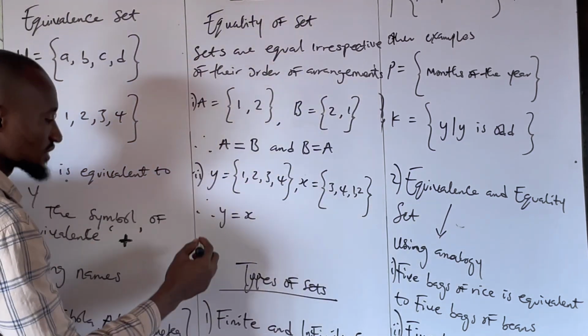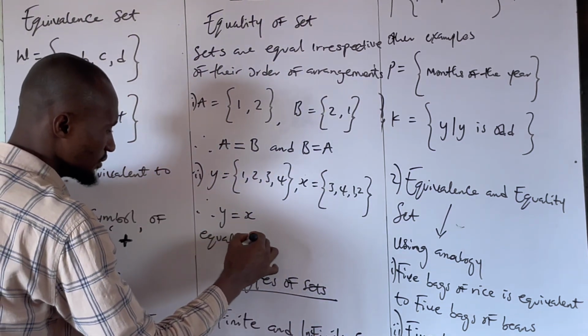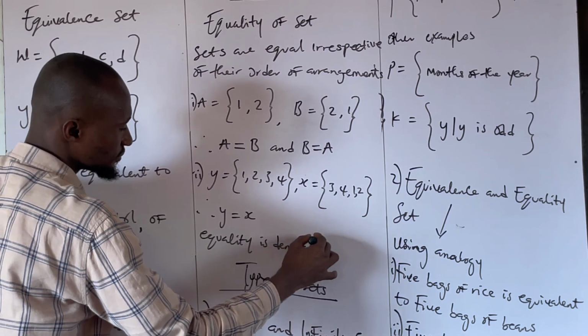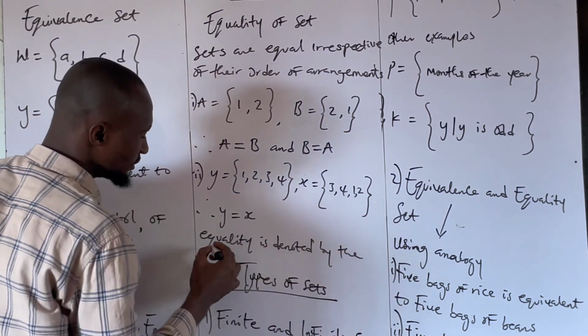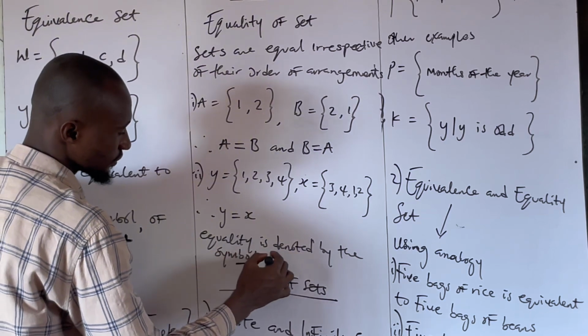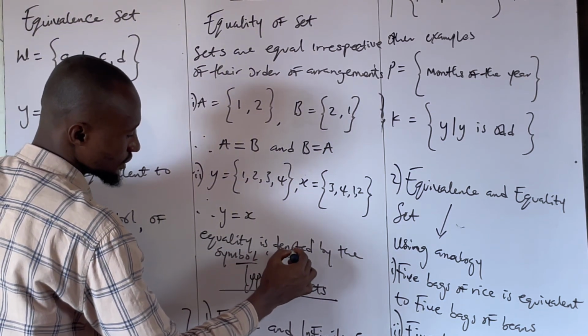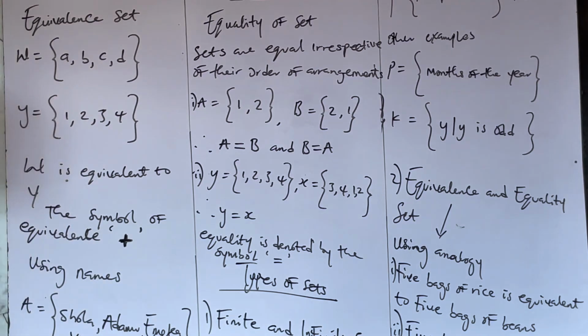So, this equality of sets is denoted by the symbol equal to, the normal equal to sign, you know. Did you understand? It is denoted by the symbol equal to. Did you get it? So the next one we have is subset and superset.